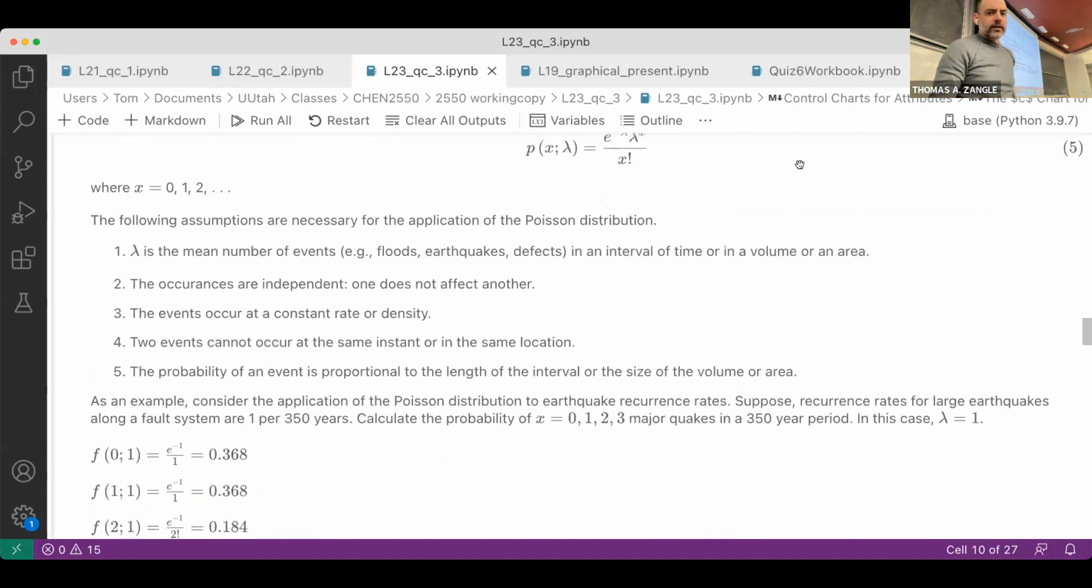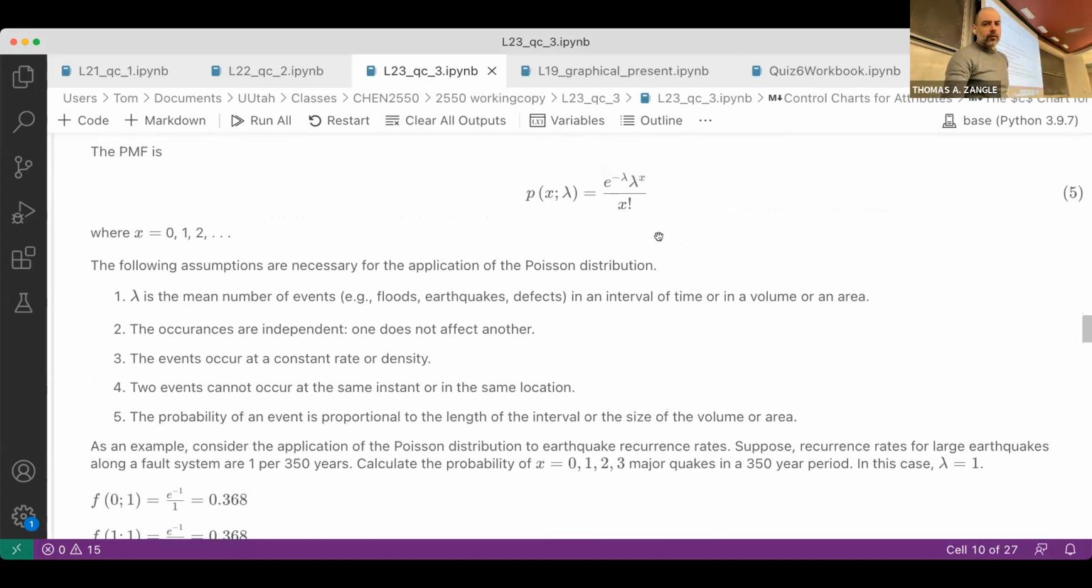we had a number of things that were necessary for application of Poisson. So we have to know that there's some mean number of events that are going to occur within an interval of time or a volume or an area or something. So it could be like number of earthquakes over a period of time. It could be number of defects within a panel. It could be number of trees within a square kilometer or a forest or something.